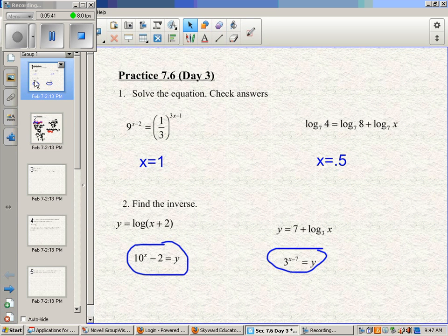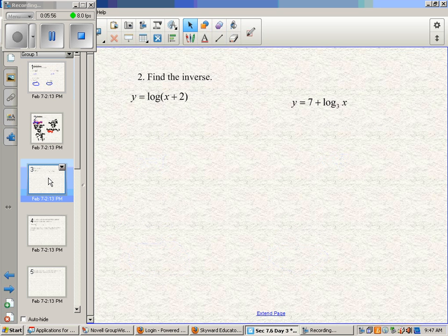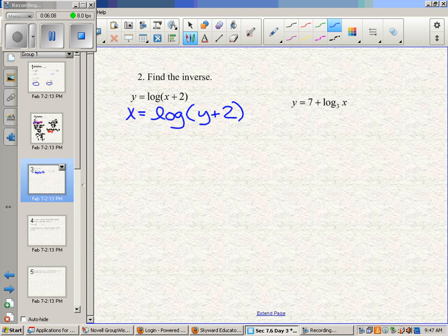10 to the x minus 2 equals y is part A, and B is 3 to the x minus 7 equals y. So am I thinking yes on both? All right. First thing you got to check when you're trying to do an inverse is, have I switched my x and y yet? No, so I'm going to switch my x and my y. x equals log of y plus 2. It is a base of 10. Perfect, because when there's nothing there, it's a 10.